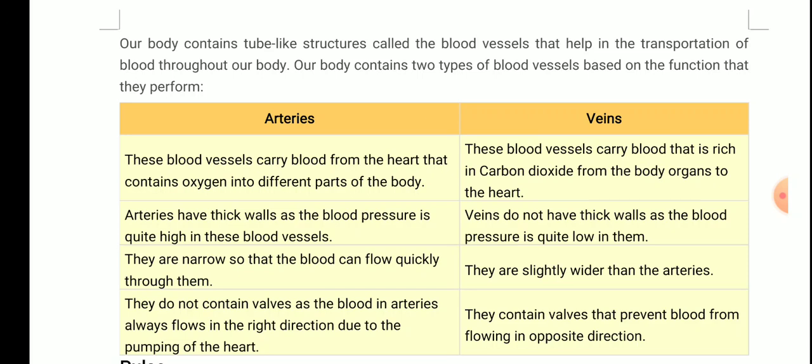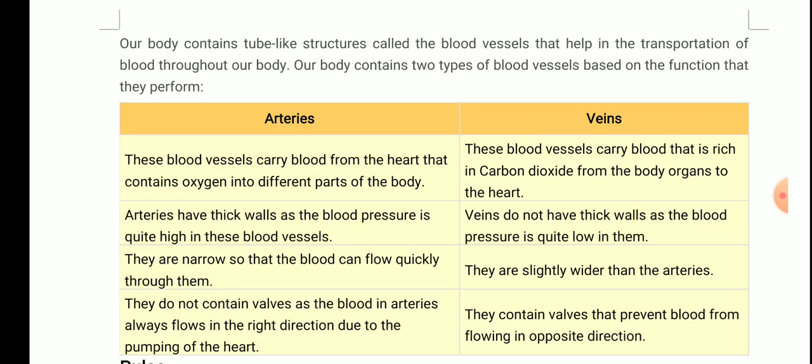But veins, as they do not have much pressure, contain valves. The veins contain valves that prevent blood from flowing in the opposite direction. Very important. If the blood is coming from the organ, it is deoxygenated blood, and if there were no valves in the veins, then what would happen? The blood could flow backwards also, because there is very little pressure. Clear? So this is again an important difference: arteries do not contain valves, whereas veins contain valves. Why? So that the blood does not flow in the opposite direction in the veins.